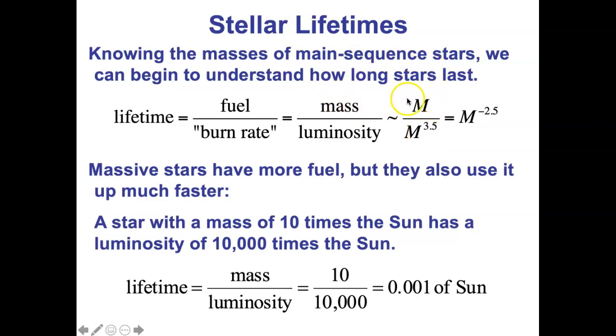The mass of the star is the mass of the star. The luminosity is mass to the 3.5. So, you can cancel out. 1 power of mass on top divided by 3.5 powers of mass on the bottom means that the lifetime of the star is proportional to the mass to the negative 2.5 power.